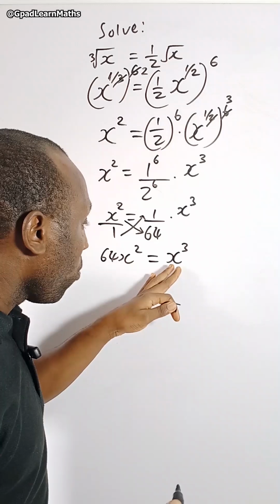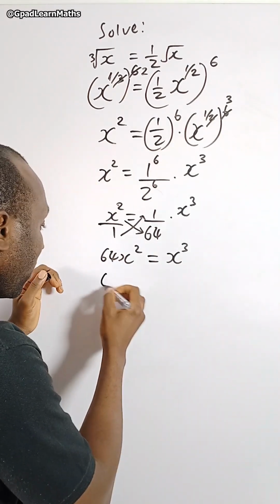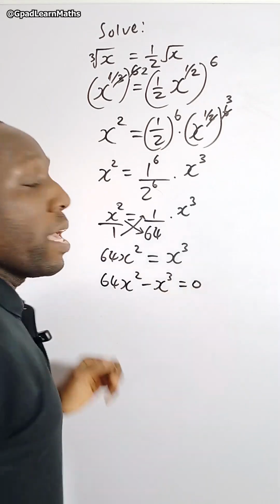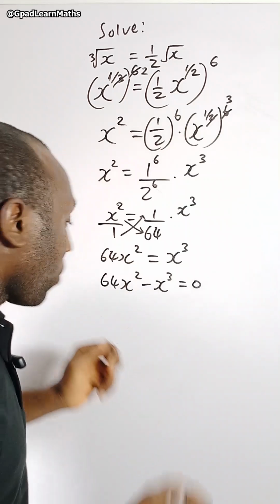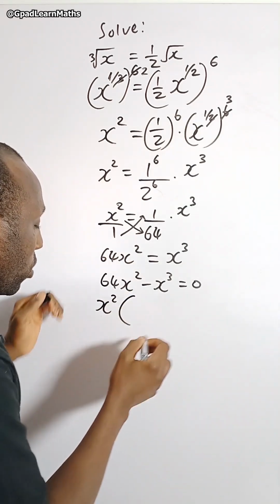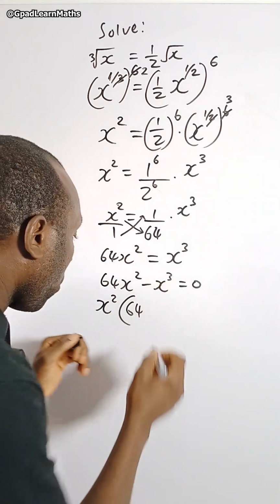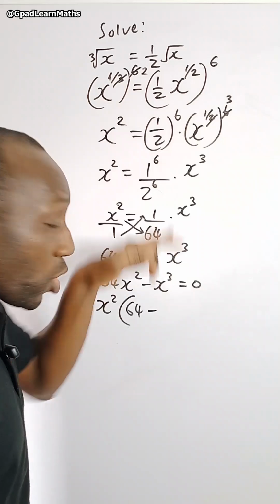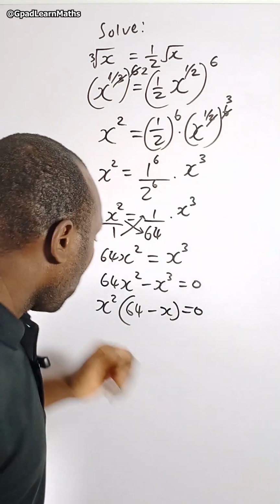What should I do next? I'll move x cubed to the left-hand side. So I'm going to have 64x squared minus x cubed is equal to what? 0. Let's factorize. What is common? X squared is common. So when you factor out x squared, you have 64. X squared into 64x squared will give you what? 64. So minus x squared into x cubed will give you x. And this is equal to what? 0. So what does this mean?